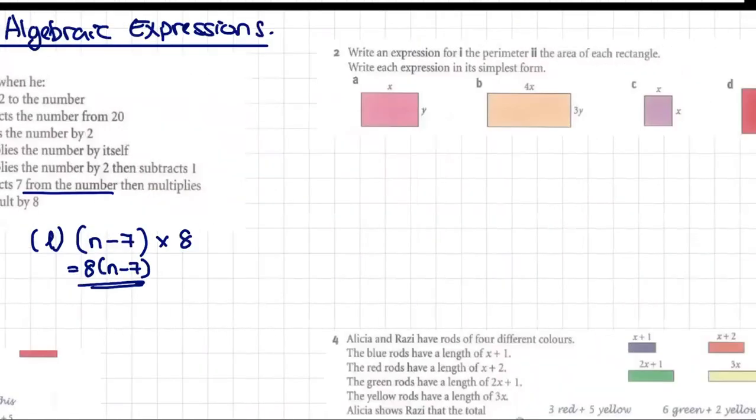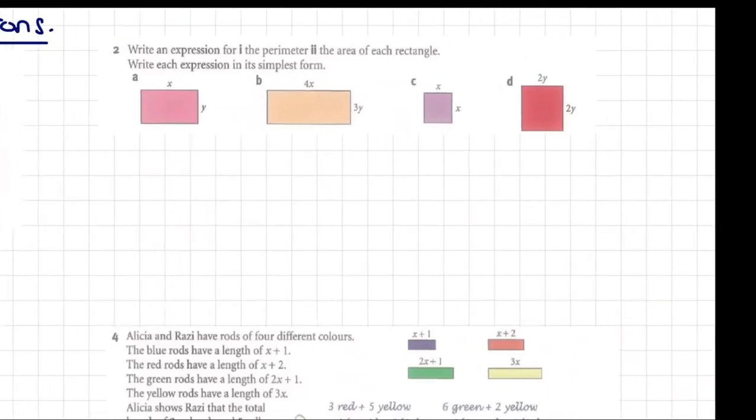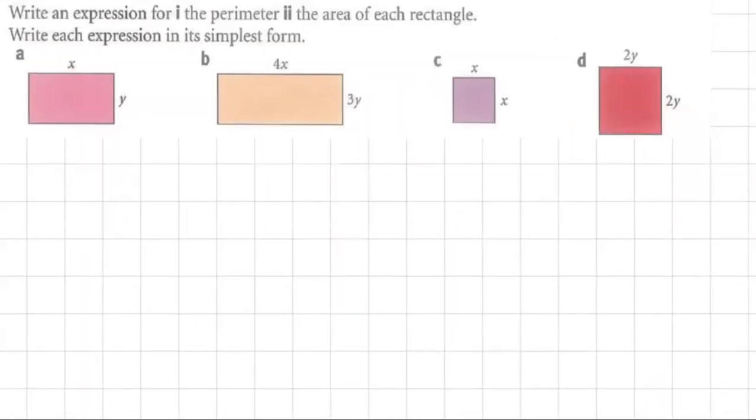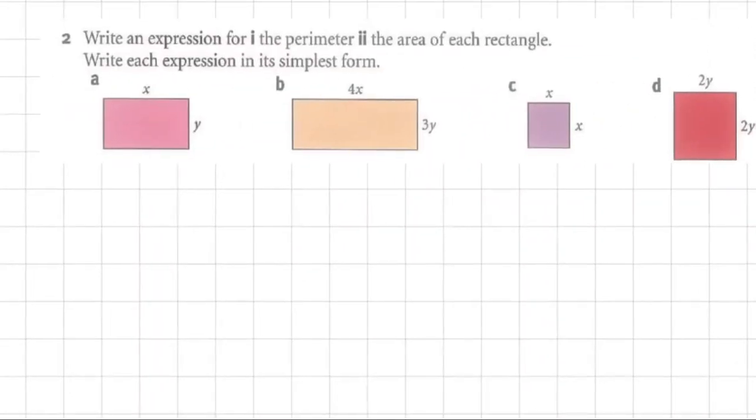Okay, let's look at question 2. It says, write an expression for (i) the perimeter and (ii) the area of each rectangle. The perimeter is all the sides. Add up all the sides.